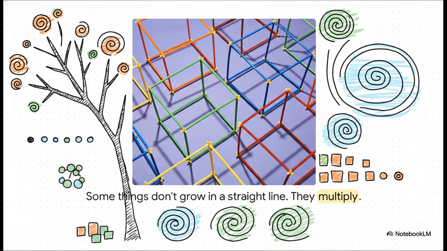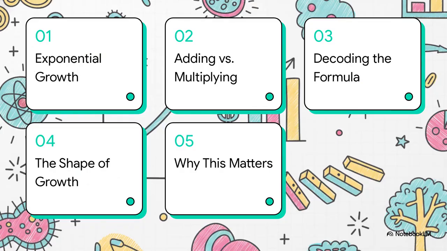That's the exponential function. All right, so here's our game plan. First, we'll get the official definition down. Then, we'll get into the huge difference between adding and multiplying. After that, we are going to decode the formula that makes it all tick, see what this growth actually looks like on a graph, and, most importantly, we'll talk about why any of this matters in the real world.